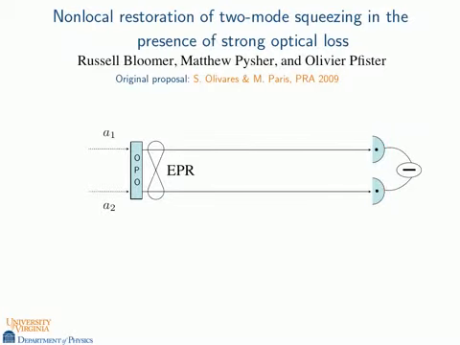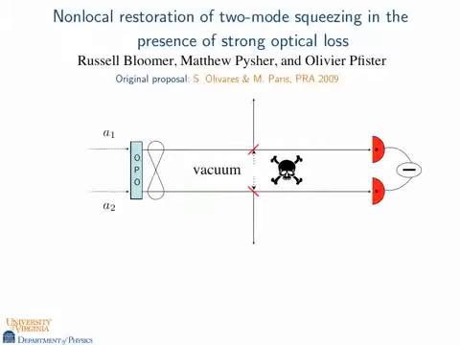As you can see, these beams are very well correlated in photon number. Adding 50-50 beam splitters in the path of each beam introduces decoherence, as vacuum fluctuations interfere with the EPR beams and cause them to become uncorrelated.